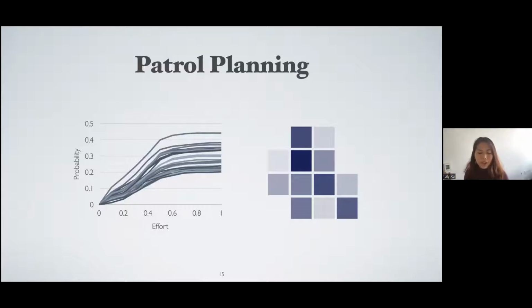As we exert more effort, we're never less likely to find a snare. Second is that this function is relatively smooth. We'll say that it is Lipschitz continuous for some Lipschitz constant L. And then finally, we have that when we exert 0 patrol effort, we also have 0 probability of finding a snare. That observation seems very intuitive, but is actually, as we'll see, very powerful in being able to simplify our uncertainty space.